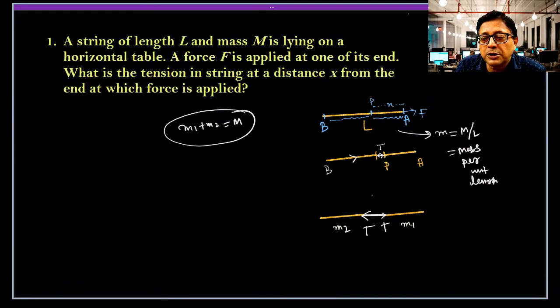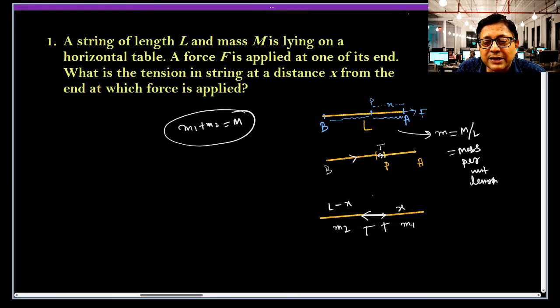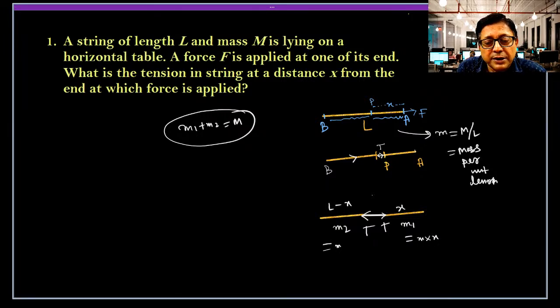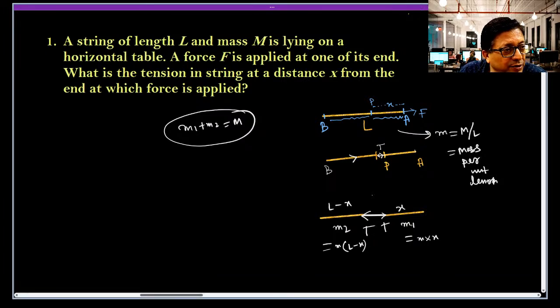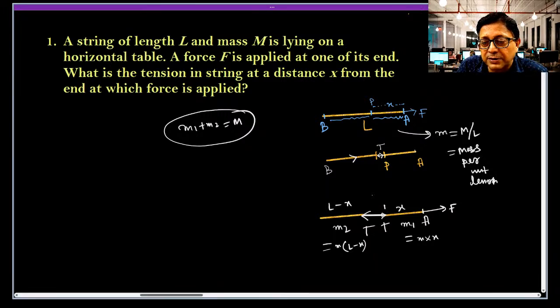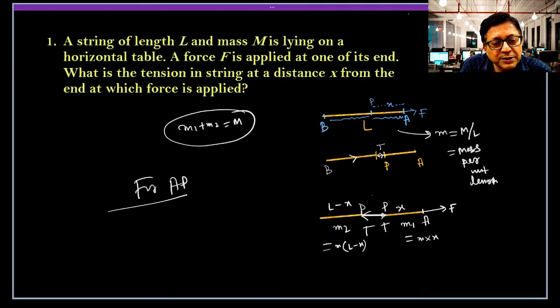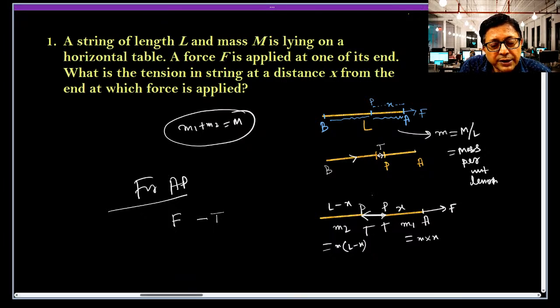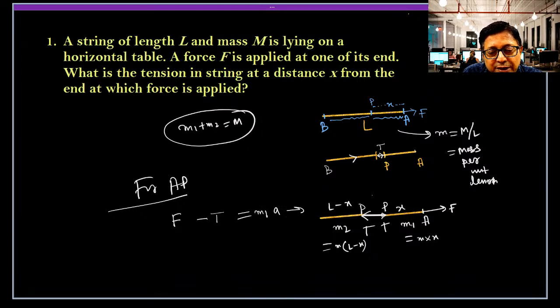So what is the mass of this portion? This portion has length x, and this portion has length L minus x. The mass of this part is m into x. What is the mass of this part? m into (L minus x). Agree or not? So the force applied here is F. This is being pulled towards the left by the tension T. So write the equation of motion of the part AP first. This is P, the same point. So for AP, the equation of motion is: F minus T equals M1 into a, since the tension is opposing its motion. Agree or not?